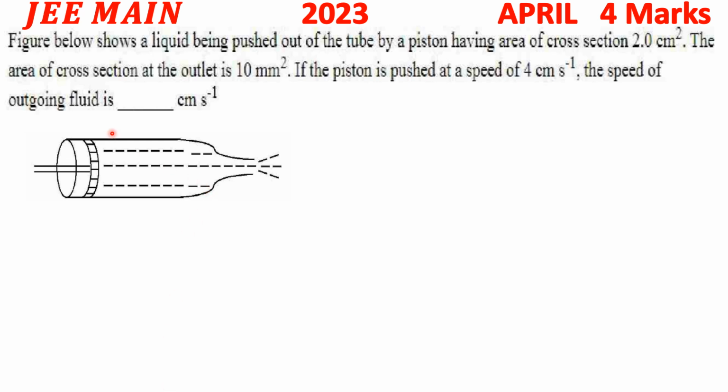In this video, we are going to see one of the JEE Main questions from 2023 April. The figure below shows a liquid being pushed out of the tube by a piston having area of cross section 2 cm². The area of cross section at the outlet is 10 mm². The piston is pushed at the speed of 4 cm per second. The speed of outgoing fluid is dash centimeter per second.